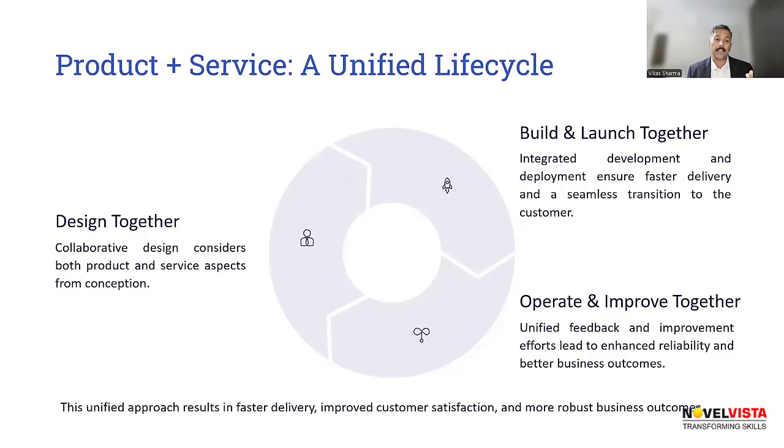There should be a collaborative design, considering both product and service aspects from conception. And build and launch together. So integrated development and deployment ensures faster delivery and seamless transition to the customer. And operate and improve together. So that's unified feedback and improvement effort that leads to enhanced reliability and better business outcomes. So this is the product and service unified lifecycle approach that is included in ITIL version 5.